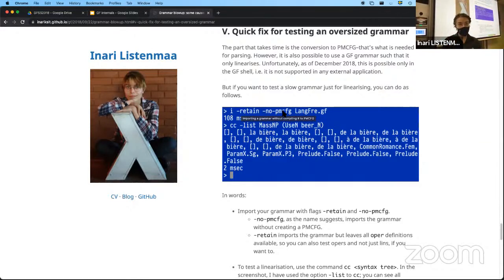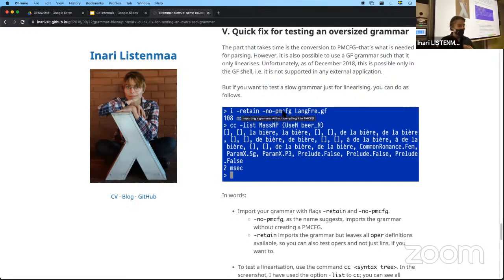This low-level format was introduced in GF to make parsing easier. Back in the day, there was a linearization-only format, which meant it was feasible to linearize very complex grammars. If you're interested in that, you're very lucky, because at 4 p.m. today we will have a talk about an attempt to recreate this linearization-only PGF. When I say PGF, I mean portable grammar format. I know I'm using the words PMCFG and PGF interchangeably where they are not related.